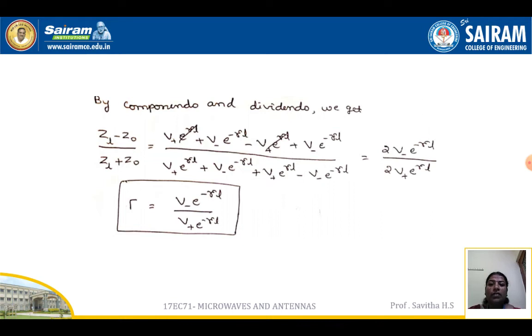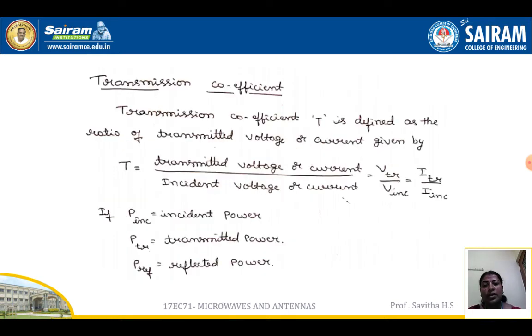So we will use here the componendo and dividendo method. Componendo and dividendo method is ZL minus Z naught divided by ZL plus Z naught. ZL value we know and Z naught value we know. Substituting both the values, in the numerator part we will get 2V minus e to the power of minus gamma L divided by 2V plus e to the power of gamma L. Both the terms 2 will get cancelled. Therefore reflection coefficient is equal to V minus e to the power of minus gamma L divided by V plus e to the power of gamma L.